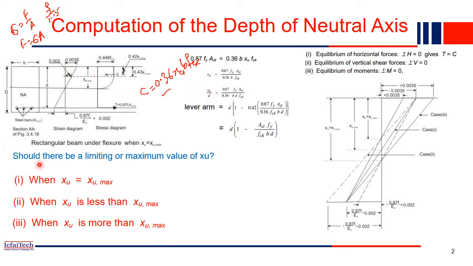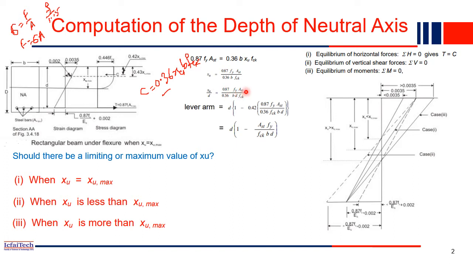Now the question is, should there be a limited or maximum value of XU? How small should the XU value be, or how big can it be? If the area of steel AST increases, what will happen? The area of tension steel increases, which means the XU by D value also increases, so the XU value also increases. So XU may come up to the tension steel level. This neutral axis may come up to this point also, right?